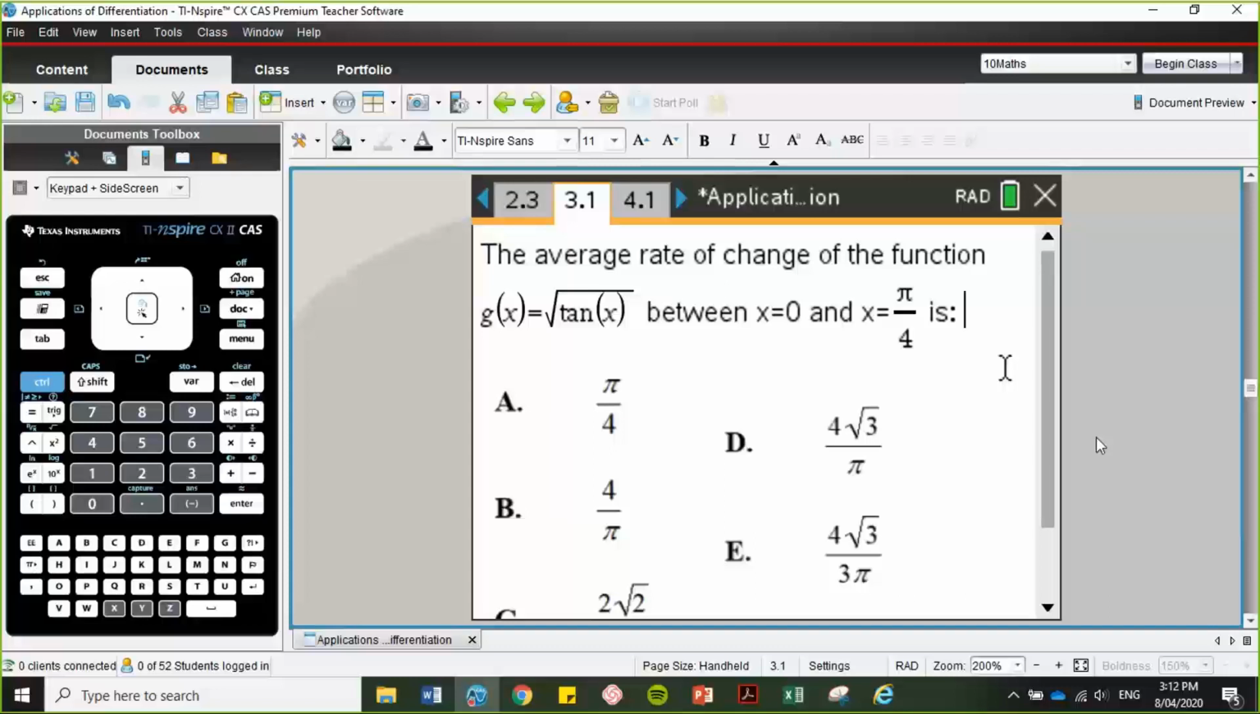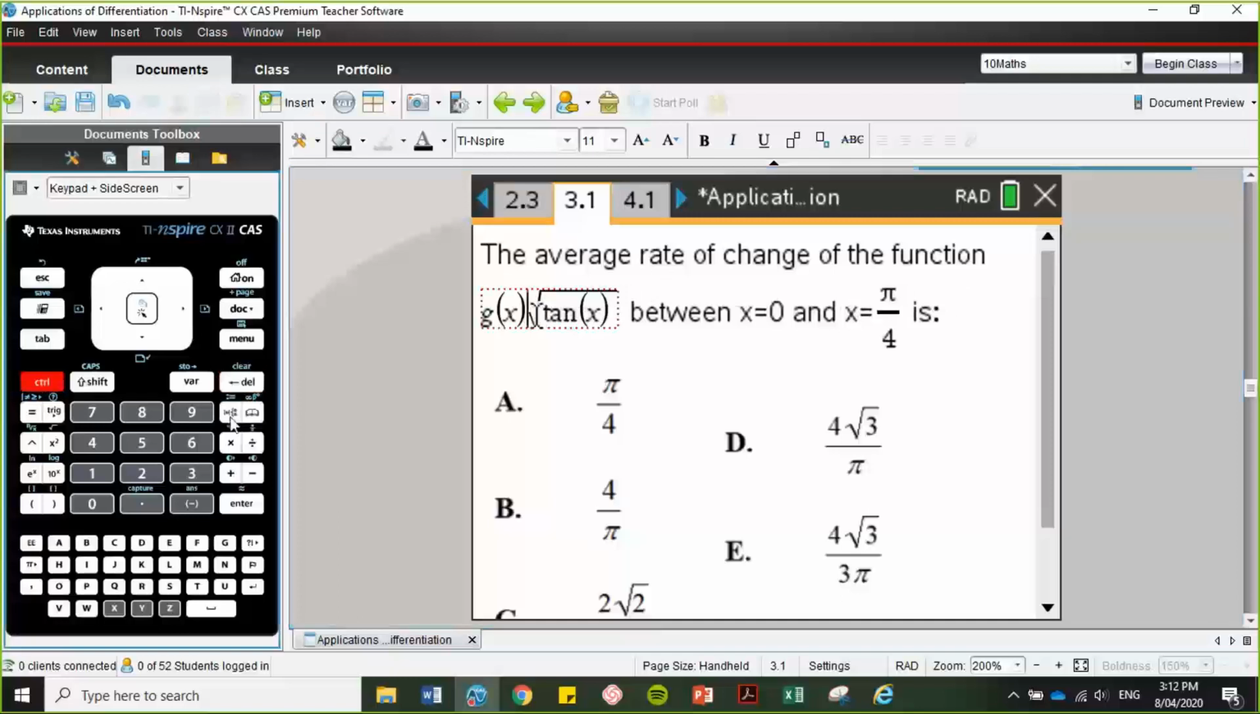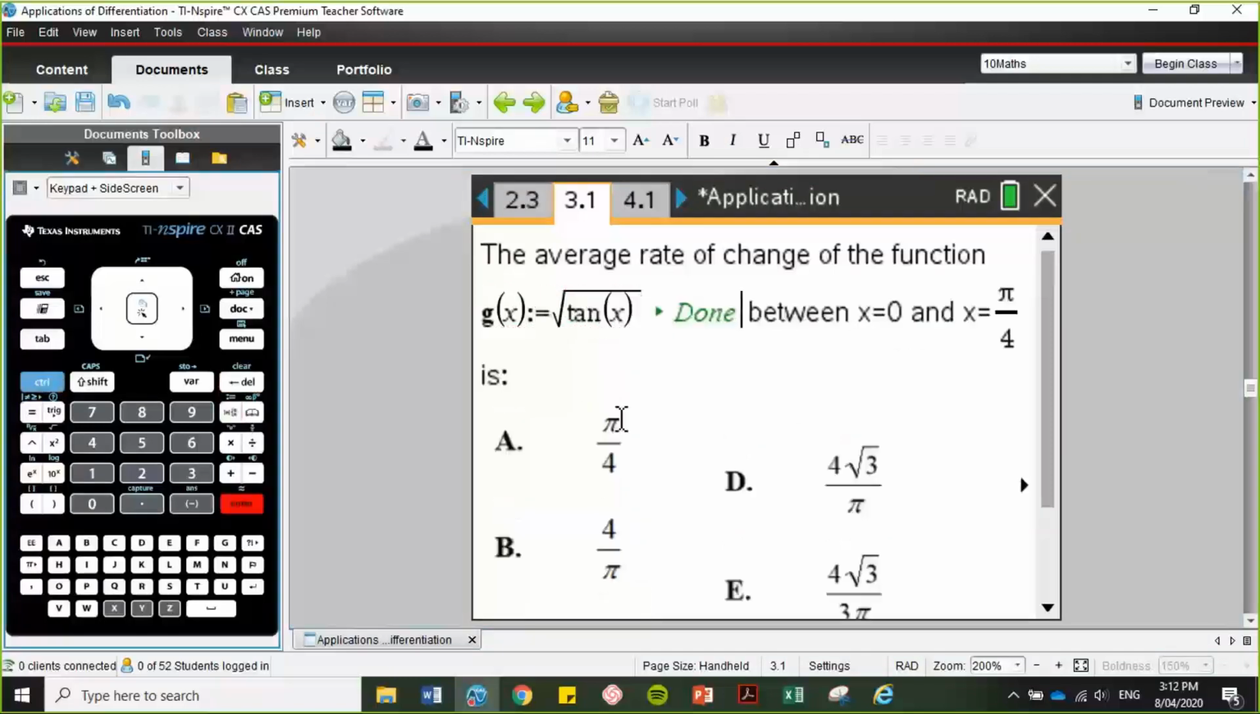So if we didn't have technology, we would need to evaluate tan of 0 and take the square root of that, and then evaluate tan of pi on 4 and take the square root of that. Now, if you've done a little bit of trig recently, those values are actually not too hard to deal with. However, if we have a calculator, it's really useful to know how to do it. So I'm just going to jump in here in my math box and assign g of x as that function there.